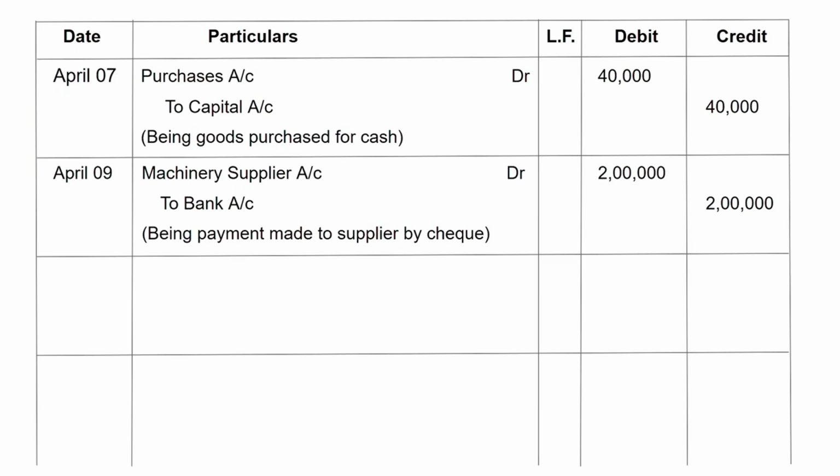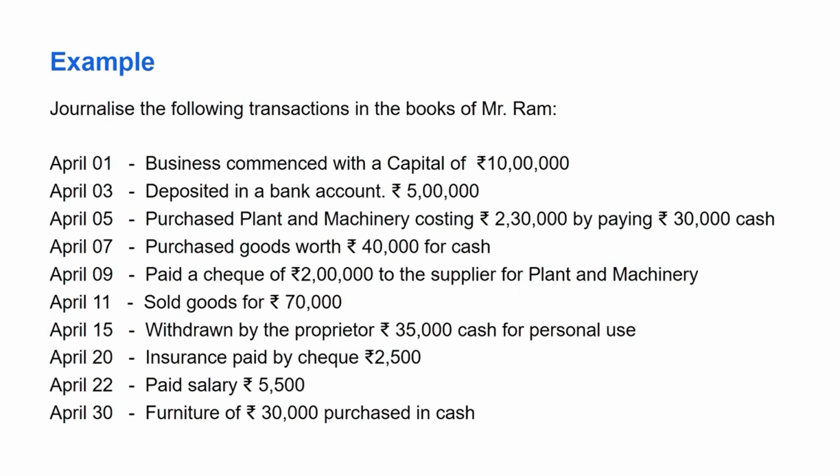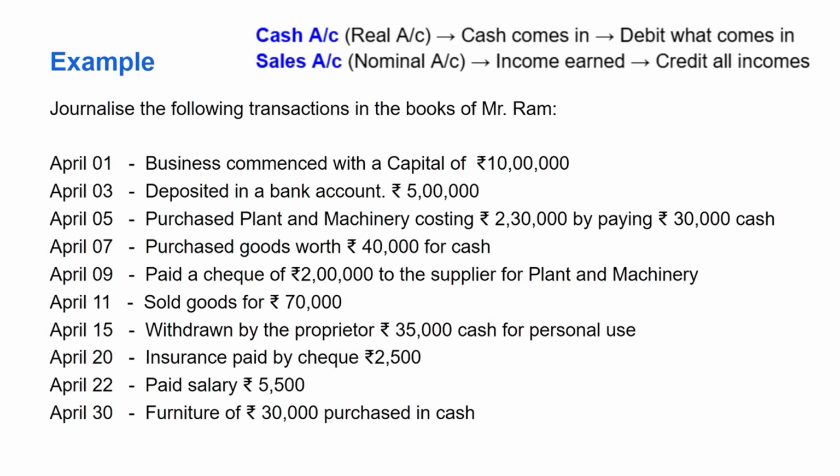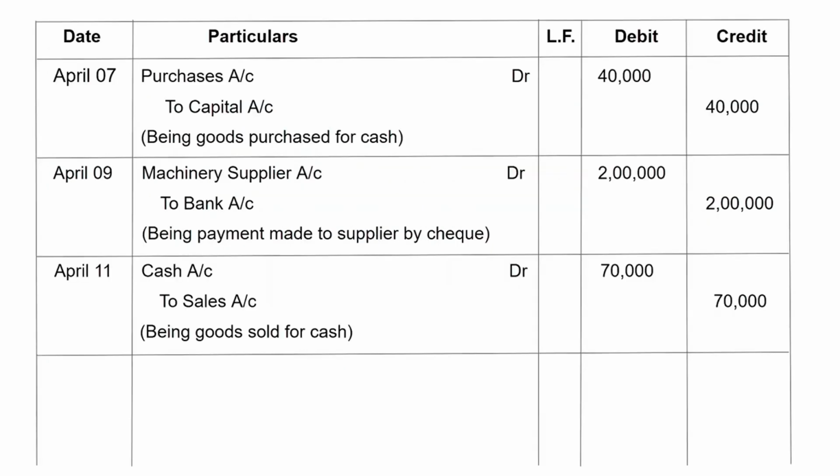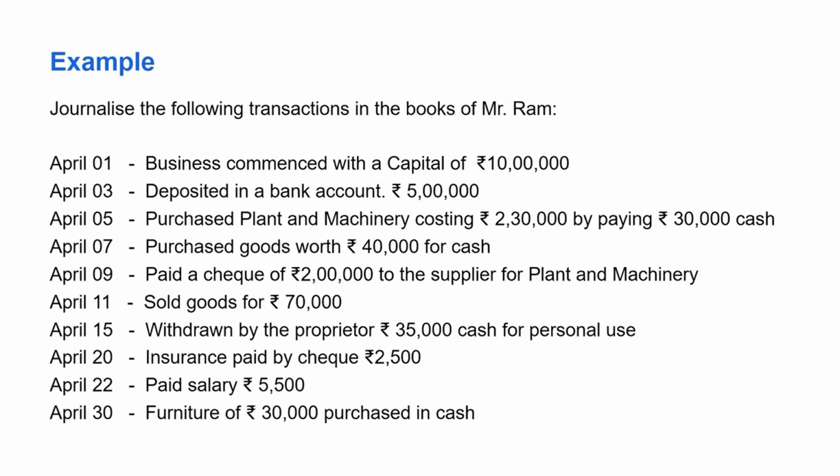And the next transaction is April 11, sold goods for rupees 70,000. Here the two accounts are cash account and sales account. Cash is a real account and cash comes in the business. So debit what comes in. And sales is a nominal account and it is income earned. So credit all incomes. So we record it as April 11, cash account debit 70,000 to sales account 70,000, being goods sold for cash.